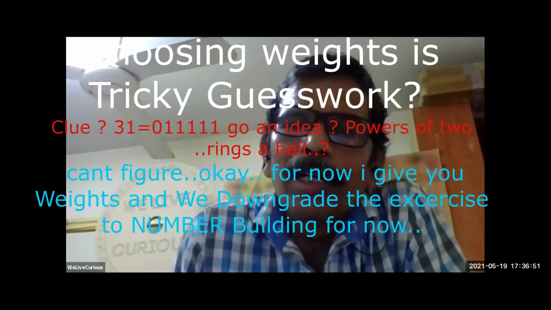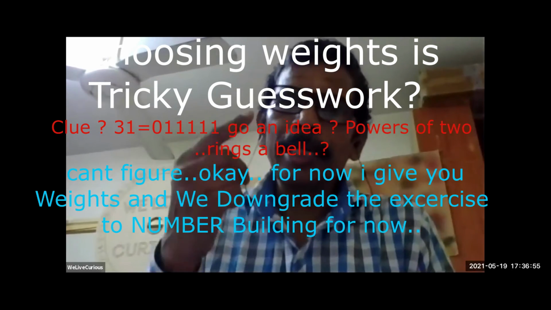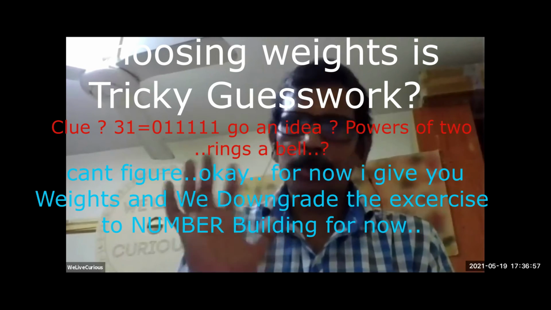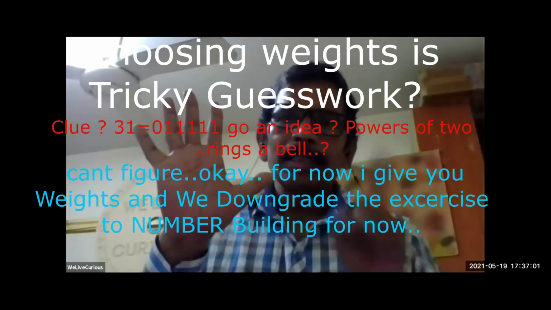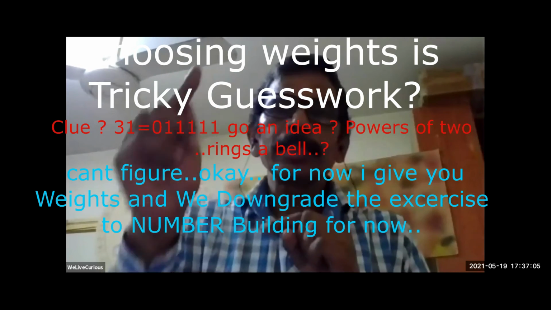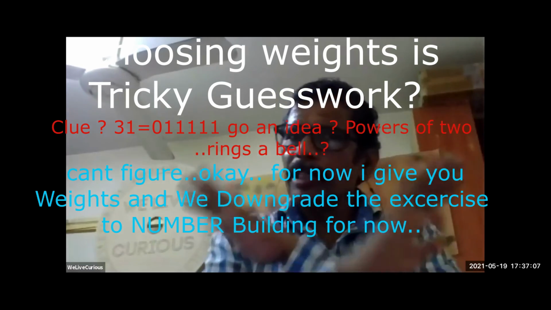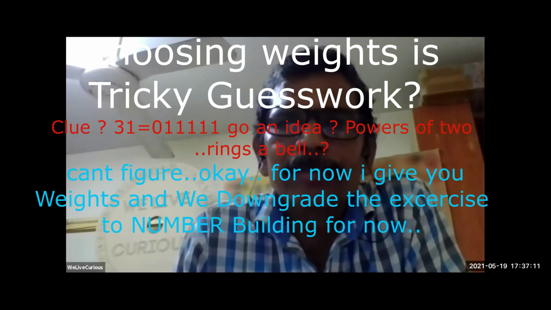If you see, these are powers of 2. 2 2s are 4, 2 2s are 8, 2 2s are 16. This is what we have taken, right? 2, 4, 8, 16. Now you see if we can make 30 kilos with this.